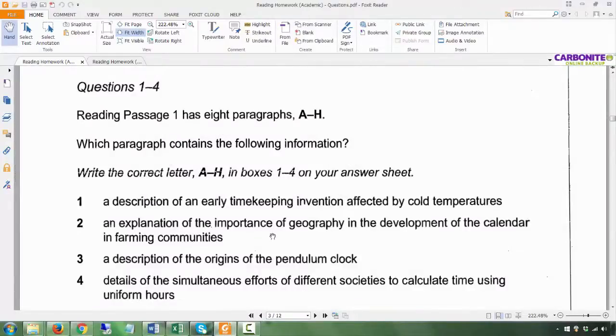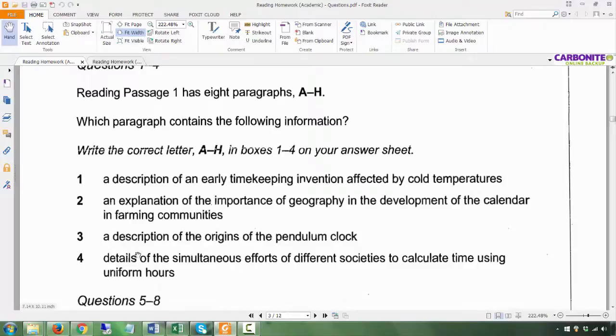4. Details of the simultaneous efforts of different societies to calculate time using uniform hours. Simultaneous means at the same time. So different societies at the same time, not different time periods, but at the same time, they tried to calculate time using uniform. What is uniform? Equal. That means hours are equal, hours that are similar in length. Simultaneous is a keyword. You have different societies, but at the same time, and uniform hours.